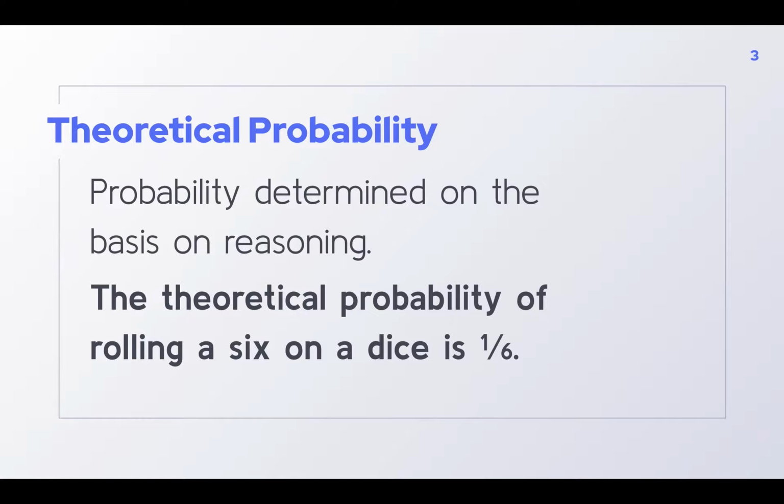So theoretical probability is determined based on reasoning, logic. So we have a dice. The theoretical probability of rolling a 6 is 1/6 because there's 6 sides. The number 6 is on one of them, so you can look at a 6-sided die and hopefully understand the probability of rolling a 6 is 1/6. If we have a deck of cards, the theoretical probability of drawing any card and getting a spade is 1 in 4, because there's 4 suits, and one of the 4 suits is a spade. If it's all been shuffled, then each suit is equally likely.